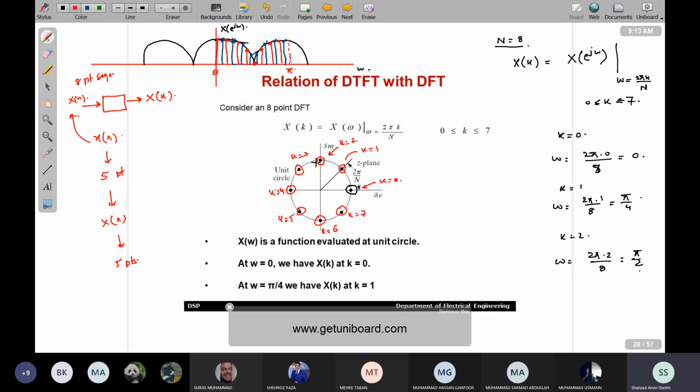So these are the 8 samples. There was a continuous time function x of exponential j omega, a continuous function of omega, but now x of k are the equally spaced samples of our x of omega. So I am getting 8 samples, x of 0, x of 1, x of 2, up to x of 7, against this x of exponential j omega. Please ask questions if you have any questions. That's very important.